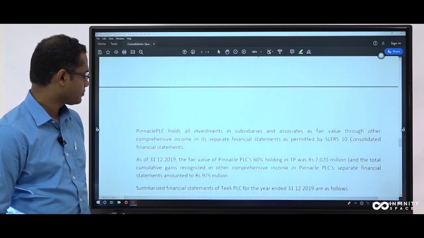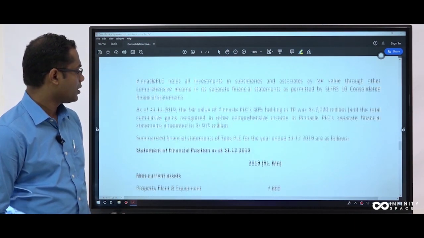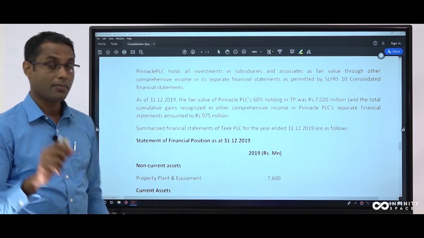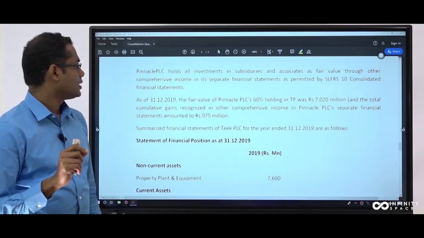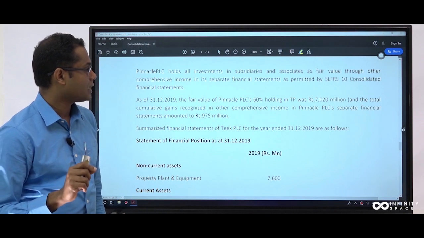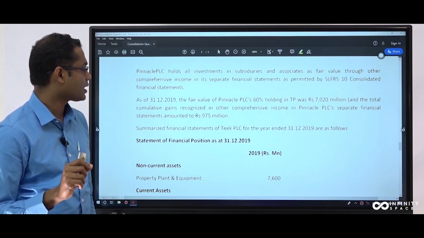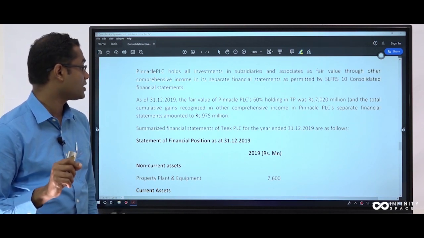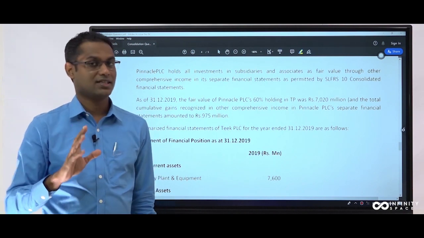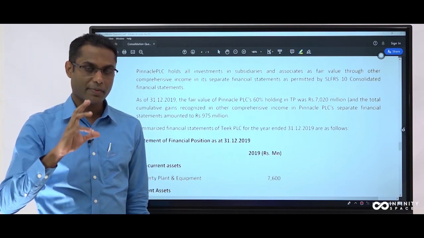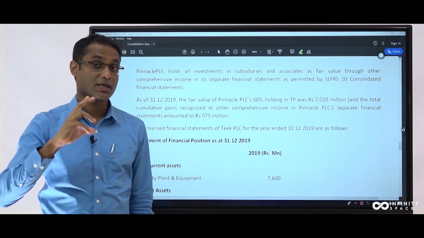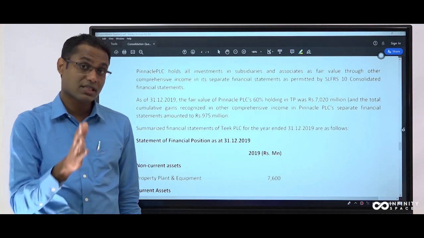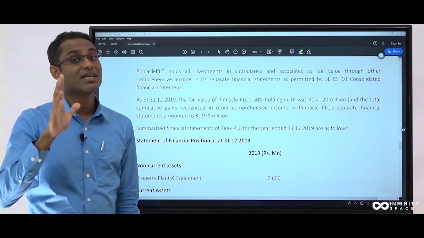Moving on, two other important pieces of information are also given here. Pinnacle holds all investments in subsidiaries and associates at fair value through other comprehensive income in its separate financial statements, as permitted by SLFRS 10 consolidated financial statements. I clearly mentioned in my introduction video, when a parent prepares its individual or separate financial statements to account for the investment in subsidiaries, associates and joint ventures, the parent has three choices.